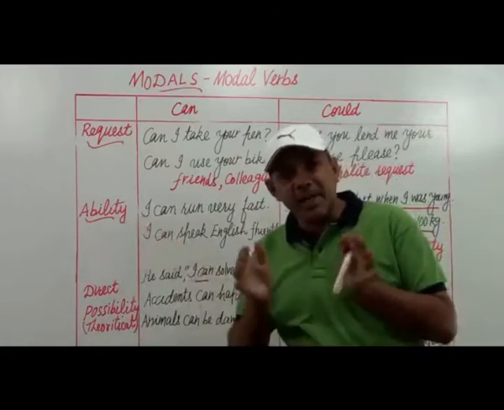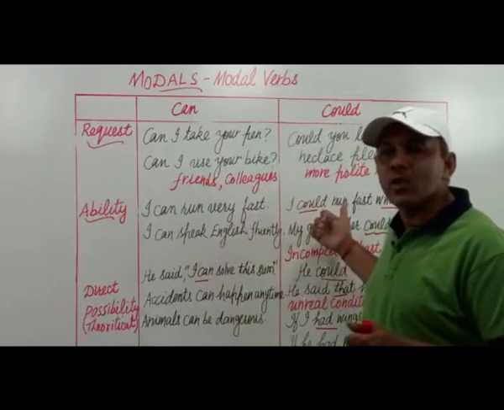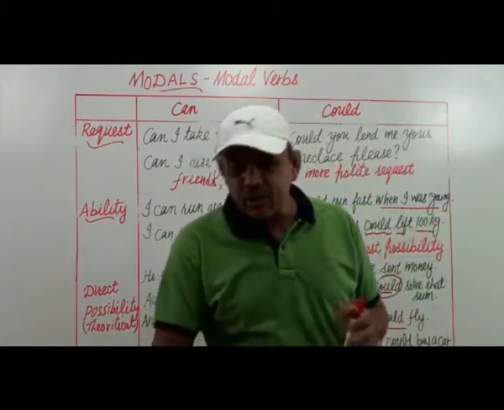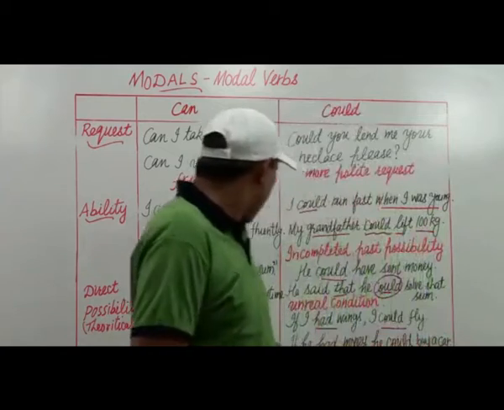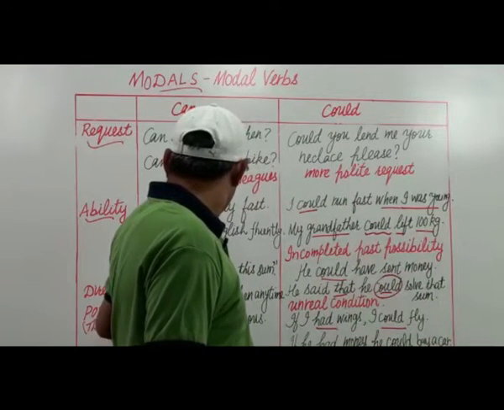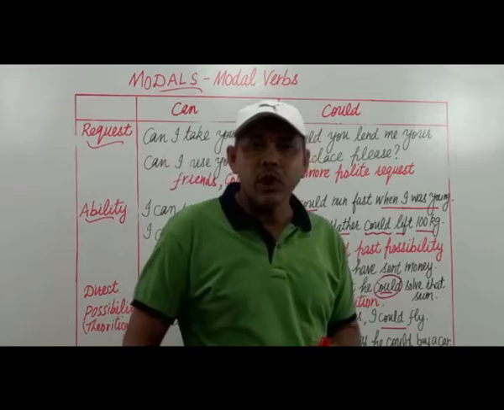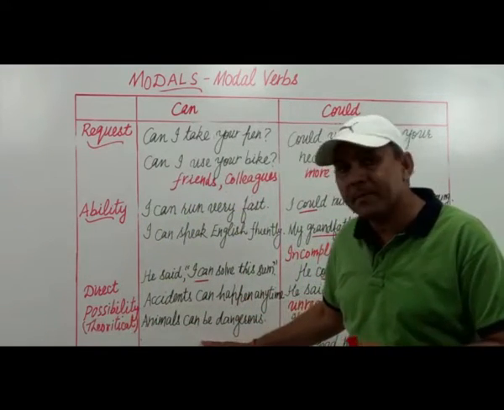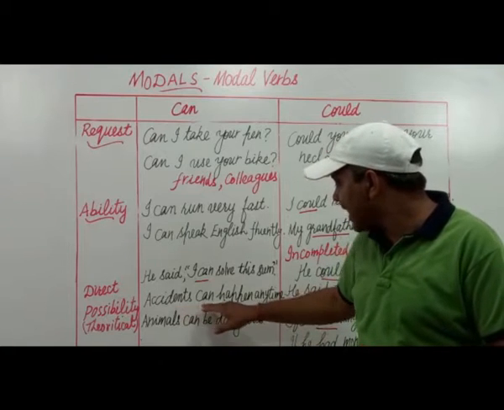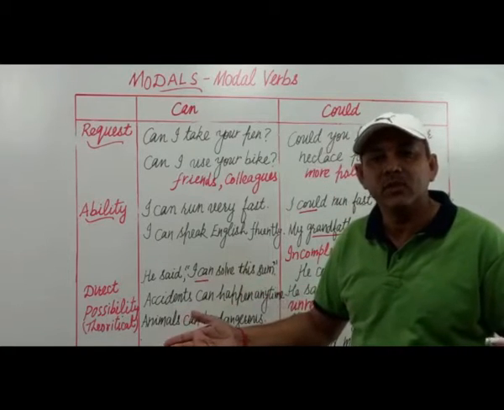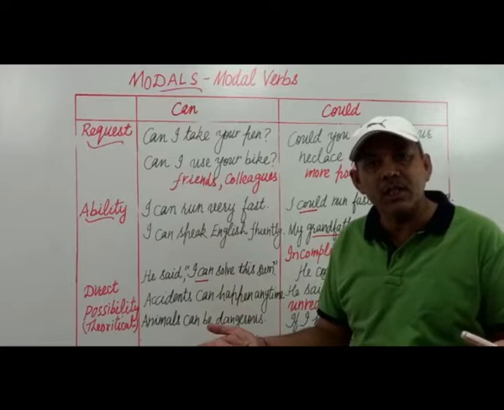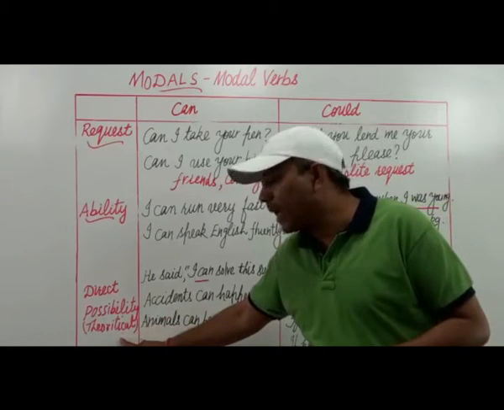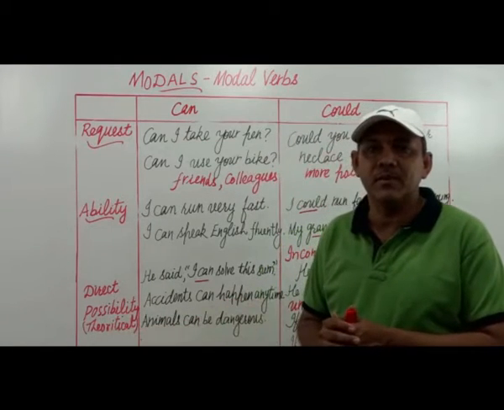In case of ability, present ability, use can. In case of past ability, use could. First, identify that it is the ability of present or past. And can is also used for theoretical possibility. What is a theoretical possibility? Means a possibility. For example, accidents can happen anytime. Can happen. It is a theoretical possibility. किसी भी समय हो सकते हैं. We use can to express theoretical possibility.